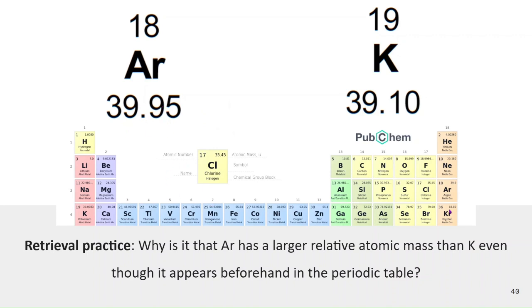So we will see trends in atomic mass in the periodic table. We're going to talk about that in a little bit, but sometimes you get these weird things like this that happen where potassium, even though it has an extra proton, actually weighs less most of the time than argon.